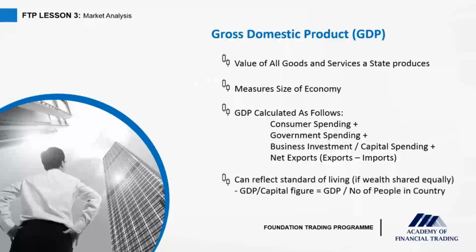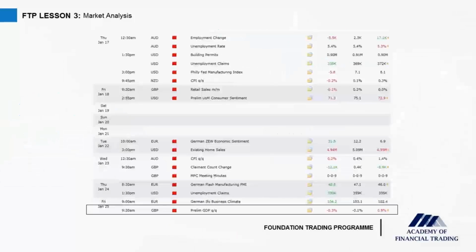So GDP is essentially a very crude way of reflecting on the standard of living of each country. Now, through your GDP per capita figure, which is essentially your GDP divided by the number of people in a country, it's a crude method, but very useful if you're looking to compare country by country. But the problem with this GDP per capita figure is that we all know that wealth is not shared equally. So it does have its limitations. So that's just something for you to be aware of. But let's see what impact this has on the market.